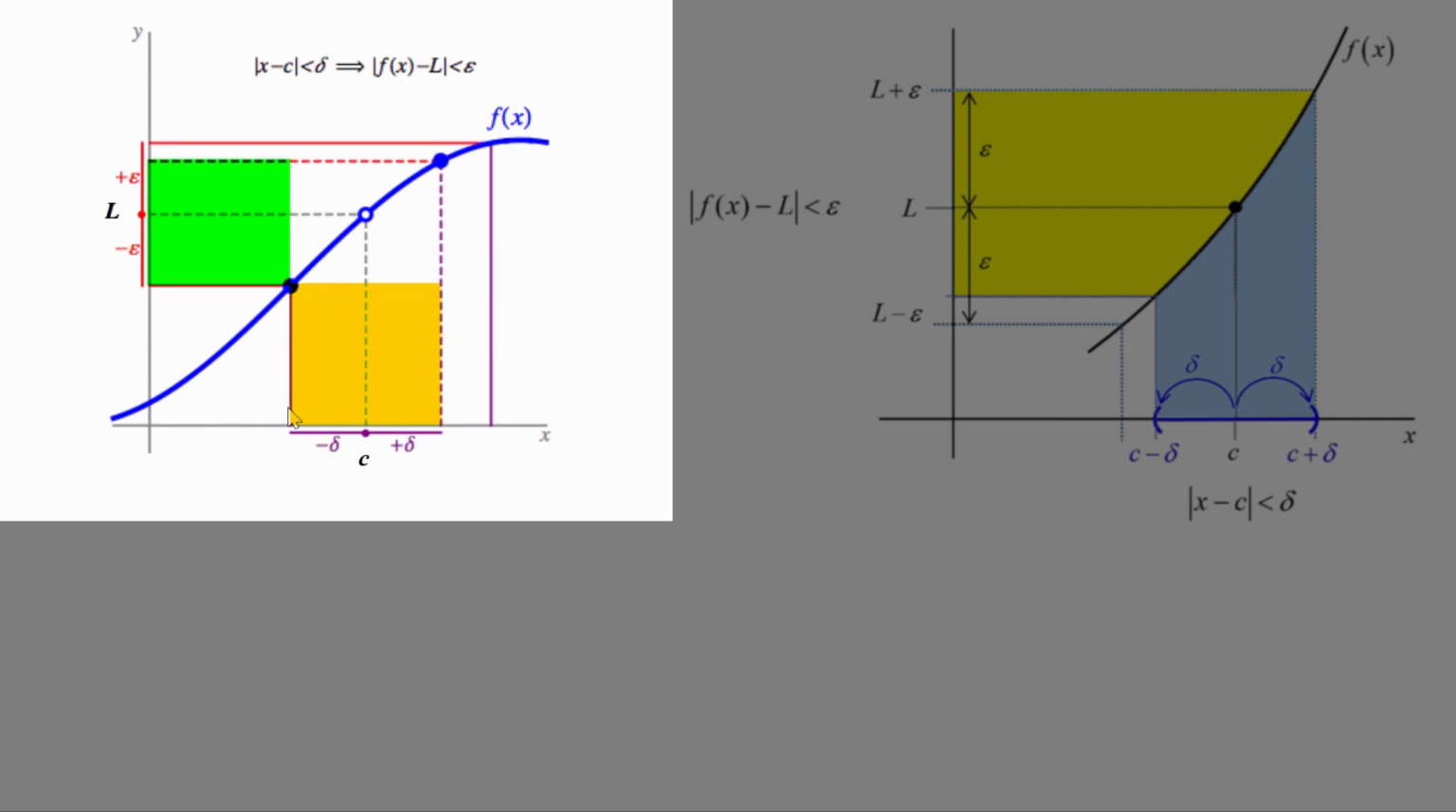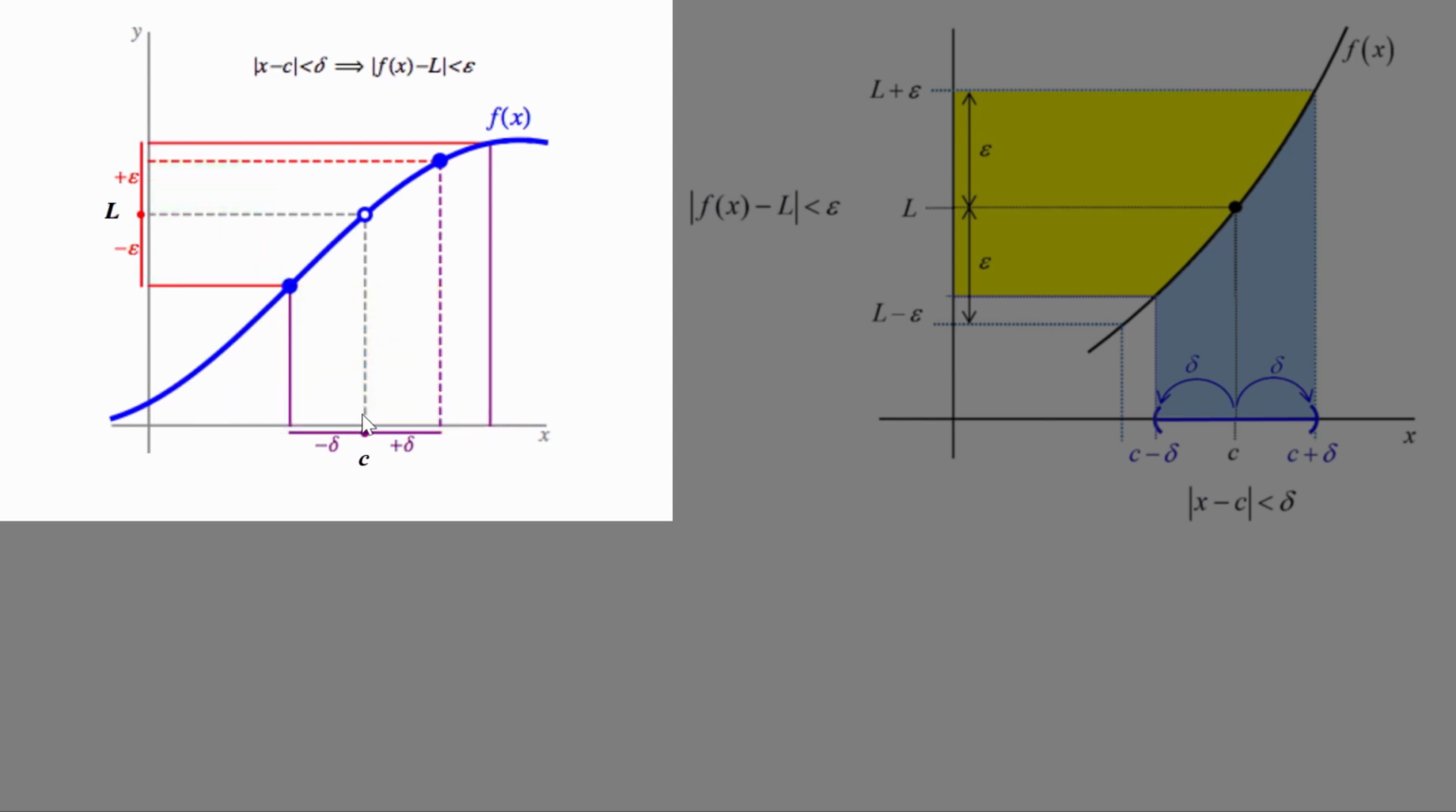Now, in this case, notice that it's the region to the left of C that controls how big delta can get. Because if we allow delta to go all the way out to the right here, that means we have to go the same distance to the left here, and that x value would result in a y value that's over here, which is outside of our given epsilon region.